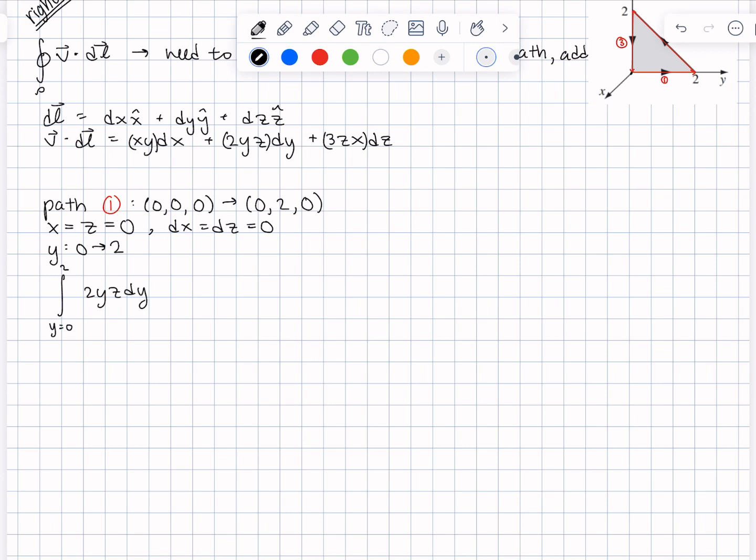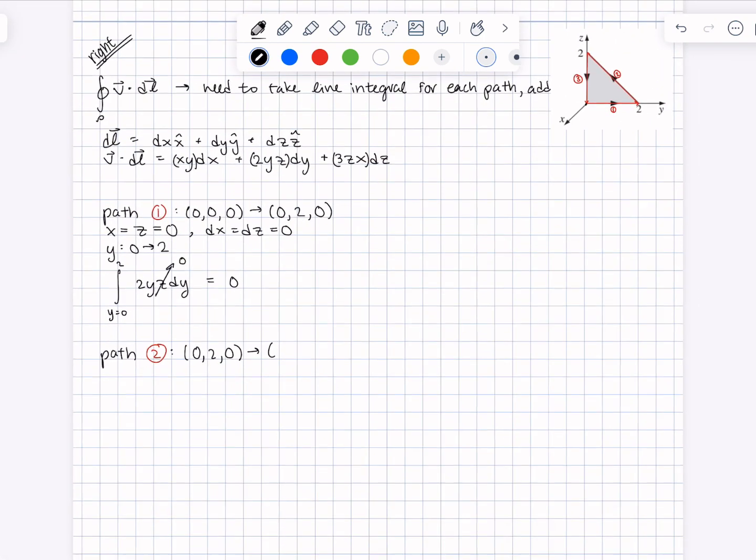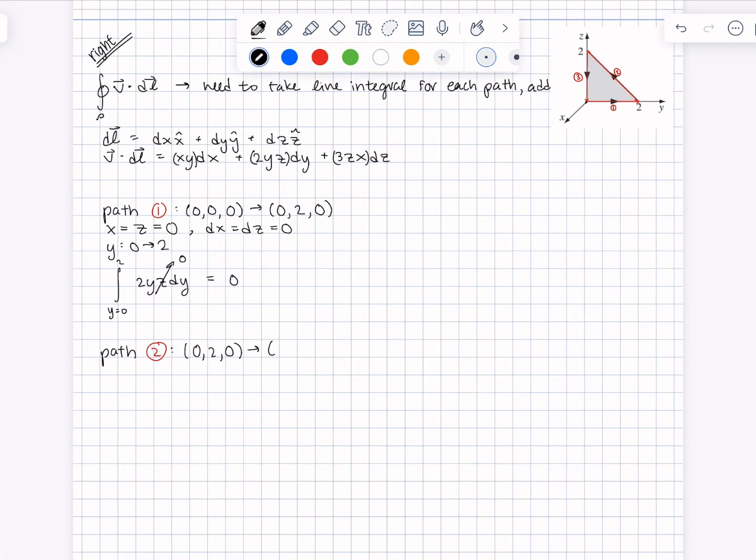However, we wrote up here that our z is equal to 0, so this also goes to 0, so this entire integral is equal to 0. Now for our path 2, that is going to take us from 0, 0, 0 all the way up to 0, 0, 2.